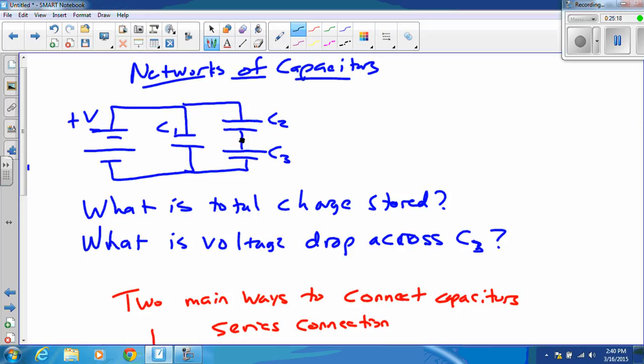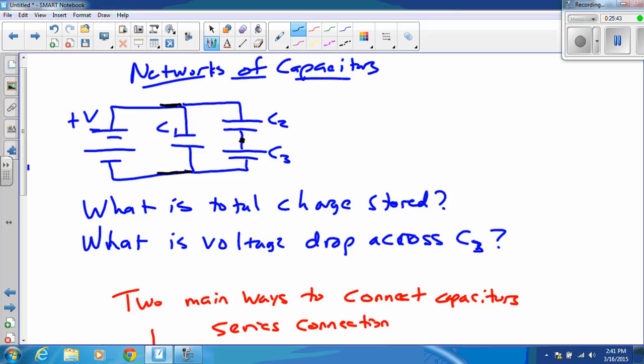But C1 is not in series with C2. Yes, it is connected on this side, but there is a branching wire coming off right there. And that branching wire disrupts the series connection between C1 and C2. Does that make sense? Likewise, C1 is not in series with C3 either.